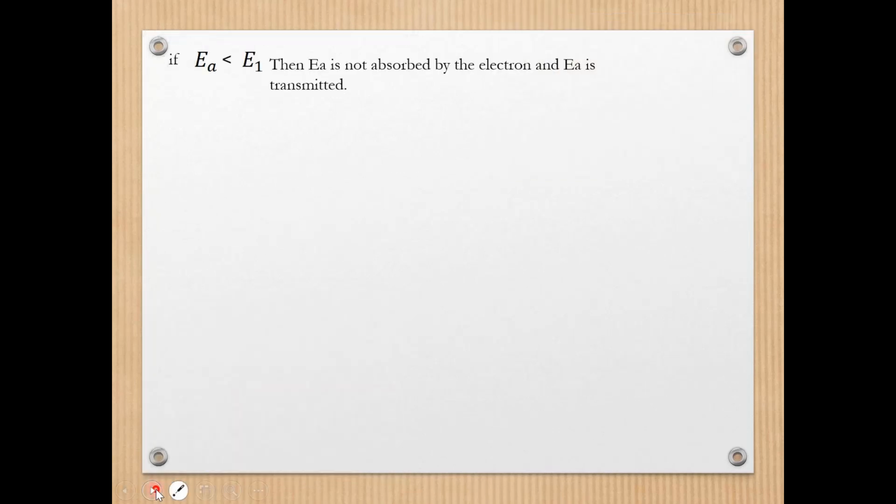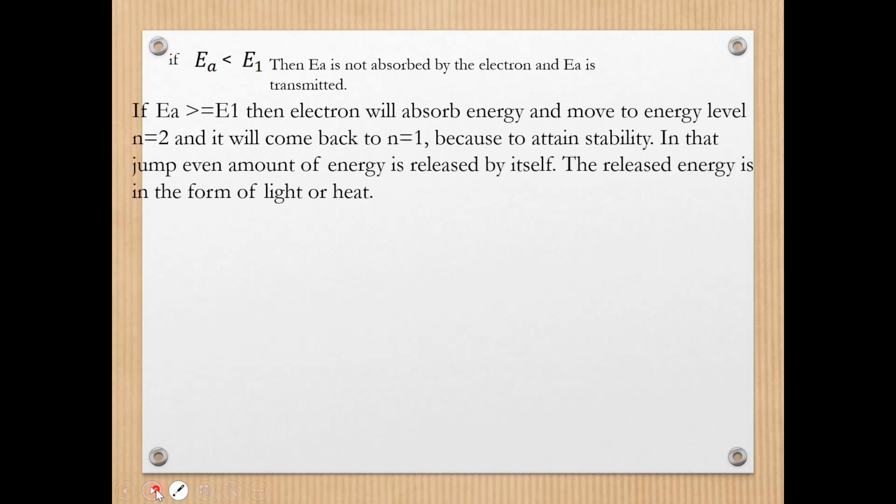If the applied energy, EA, is less than the energy gap between the two orbits, then EA is not absorbed by the electron and is transmitted. This transmitted energy is used for the production of phonons. I will explain phonons after the formation of the energy band.